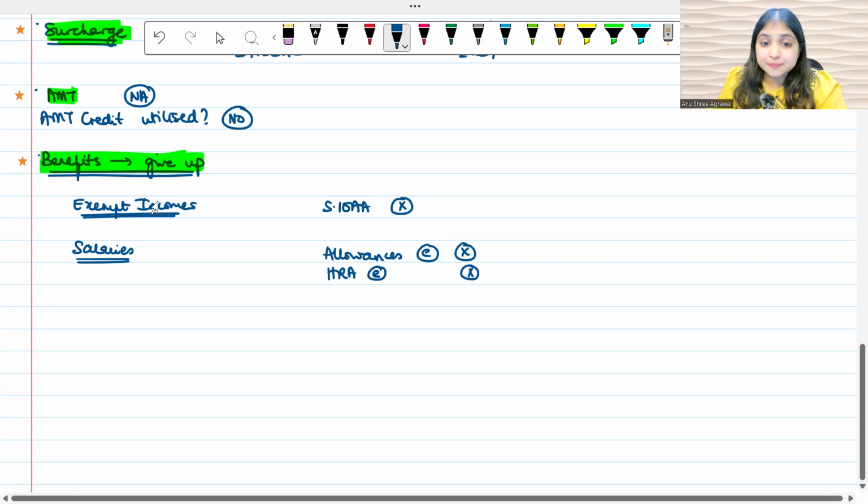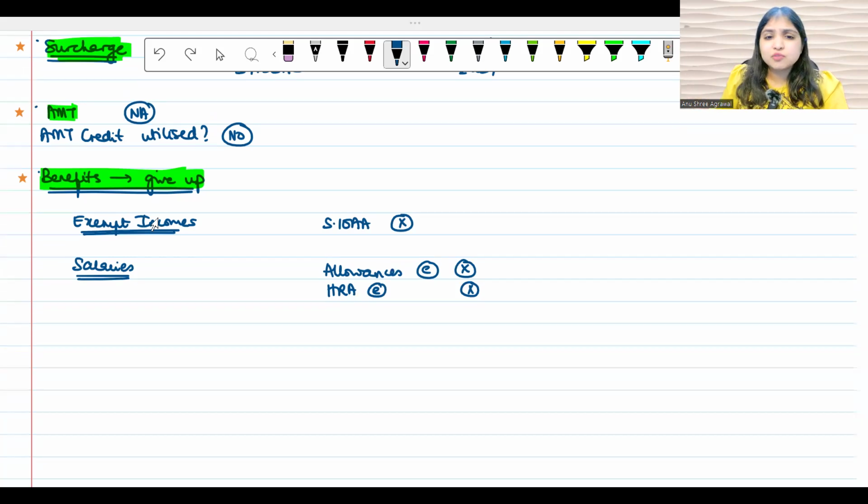Any allowance you see, children education allowance, you give 100 per month per child exemption, gone. When it comes to children hostel allowance, you give 300 per month per child exemption, gone. So allowances like HRA, children education allowance, children hostel allowance, whatever exemption you generally enjoy with respect to allowances, those exemptions you will not get under 115 BAC.